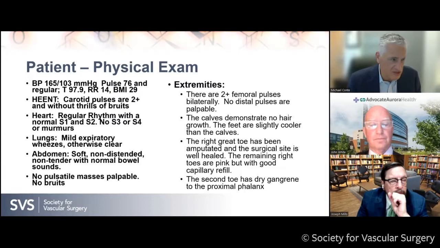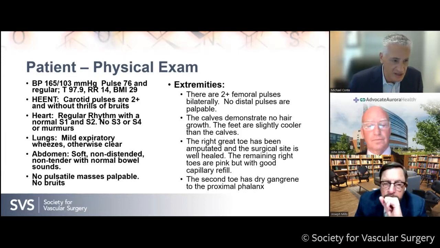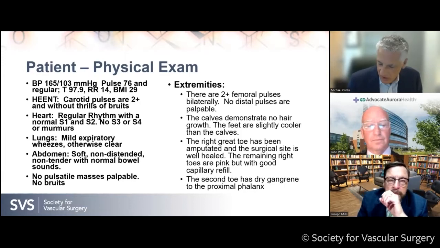On his examination, his pertinent points here: his lower extremity pulses are 2+ at the femoral level bilaterally. His lower extremities look typical for a patient with CLTI. The calves are hairless. The feet are slightly cool. The right great toe has previously been amputated, and that surgical site is well healed.